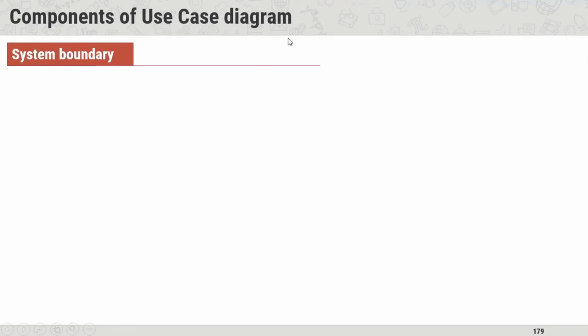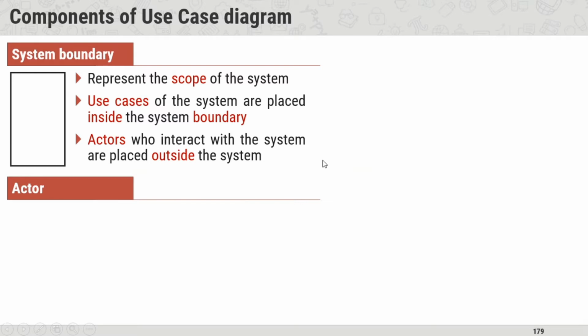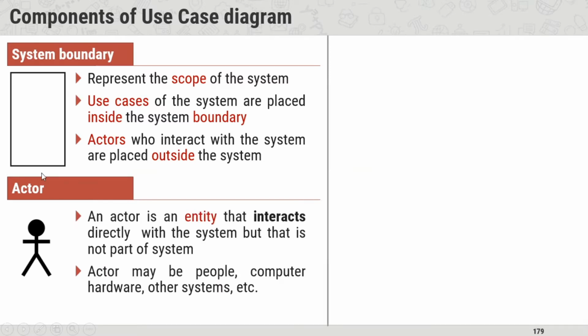So the components of your use case diagram, like you are having different components while you draw the diagram. There is a system boundary, which is represented by this kind of shape, and this represents the scope of the system. All the actors will lie outside of this square, and all the use cases are placed inside the system boundary. Now these are the actors. An actor is an entity that interacts directly with the system, but that is not part of the system, so they could be called actors. So your actor could be people, computer hardware, or other systems.